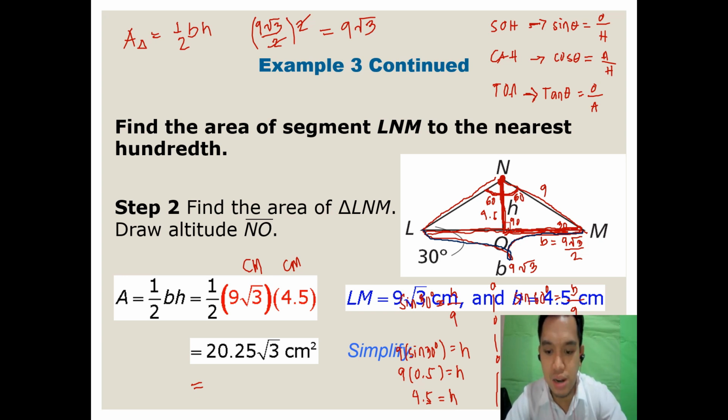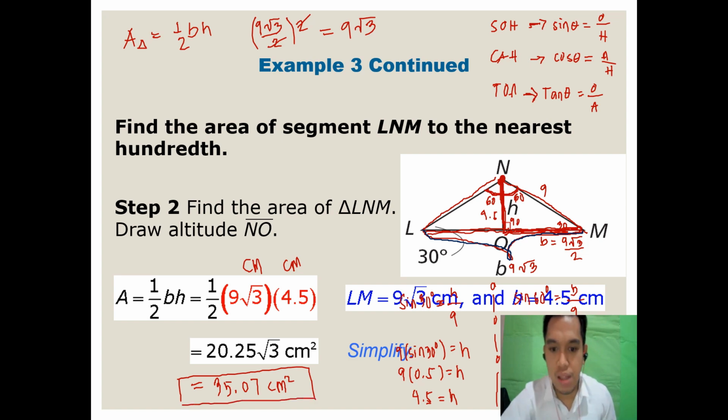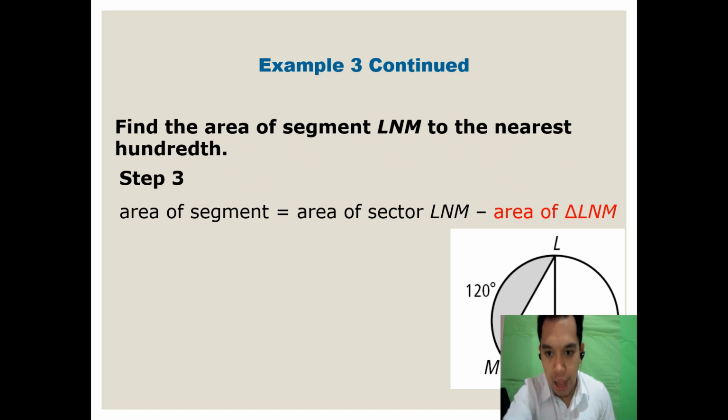Ngayon, hindi pa yan yung final answer natin. So, i-multiply natin yung 20.25 times sa square root of 3. And the answer is 35.07. So, that will become 35.07 centimeter squared. The area of the triangle. Ito yung area ng ating triangle. So, i-minus na natin siya dito sa ating kanina, sa ating area ng sector. So, to find the area of the segment, ito, class, yung area nitong triangle natin, may area na tayo ng triangle natin dito.